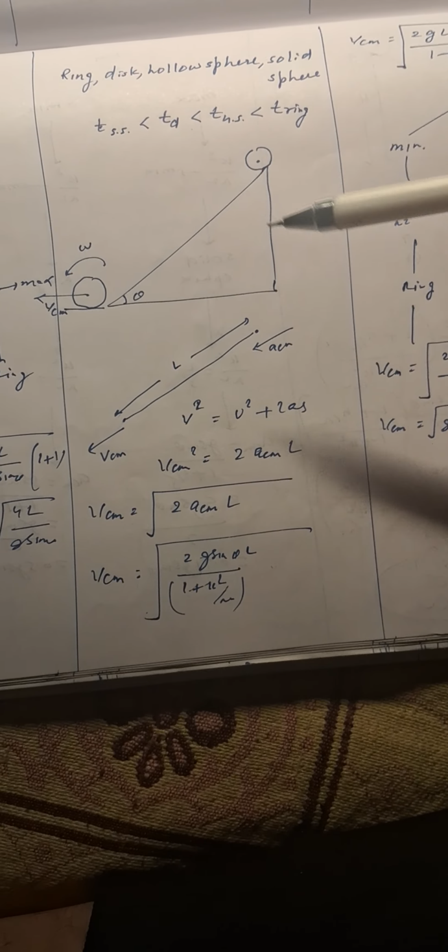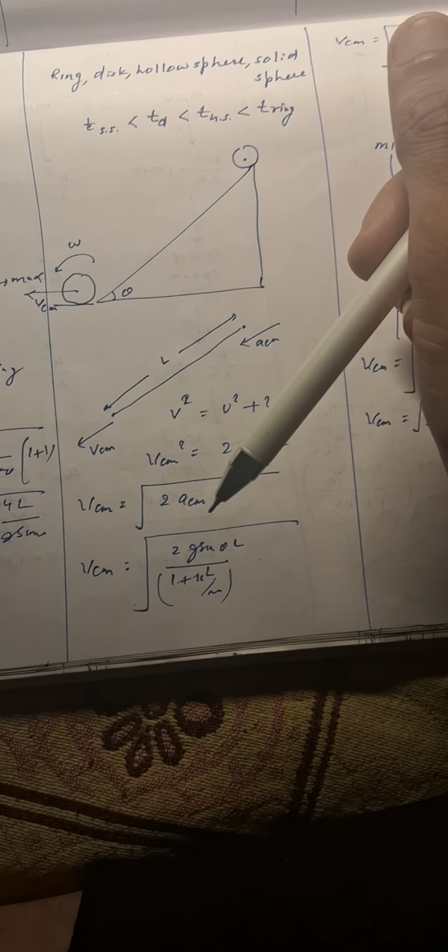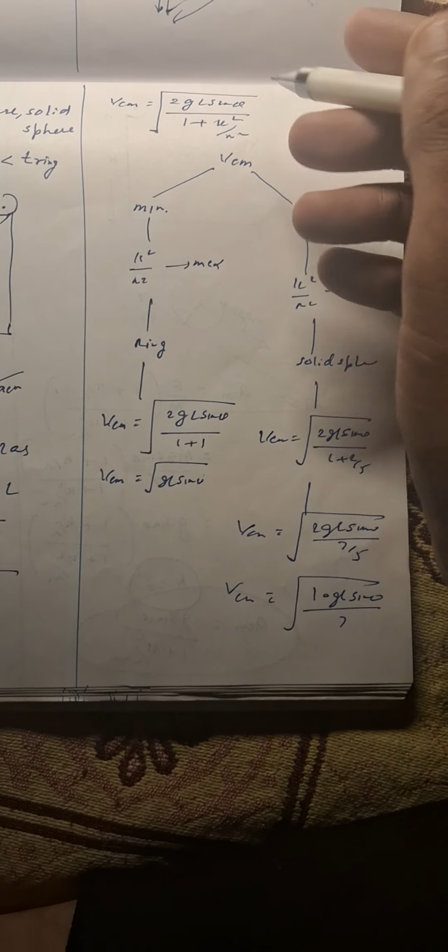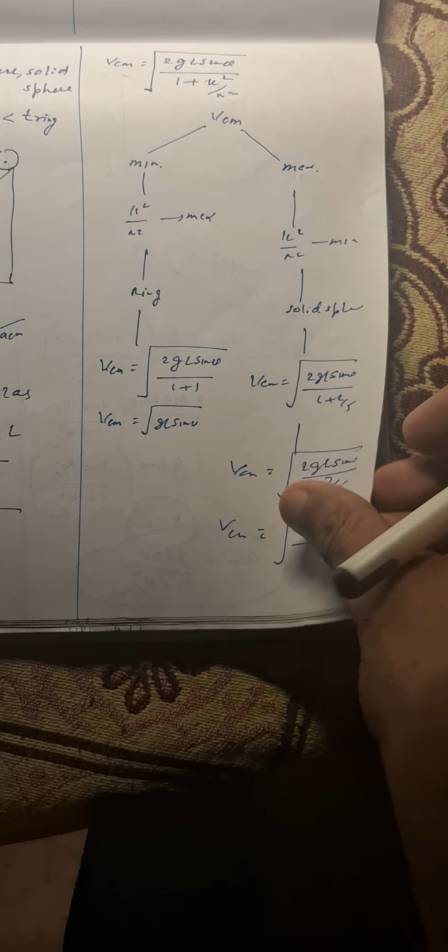Then calculations of time period, minimum, maximum value, different cases, comparison for solid sphere and ring. Then we have another question for analyzing the concept of VCM. Then another concept of analysis of VCM.